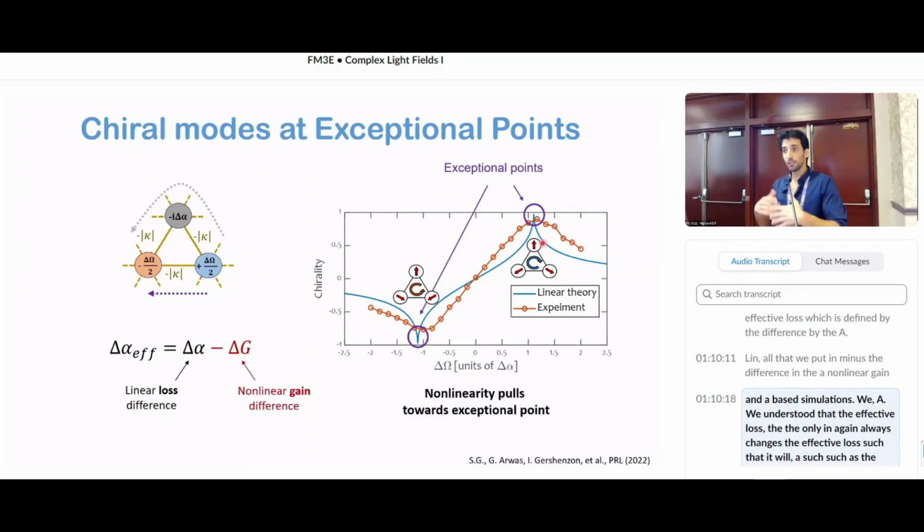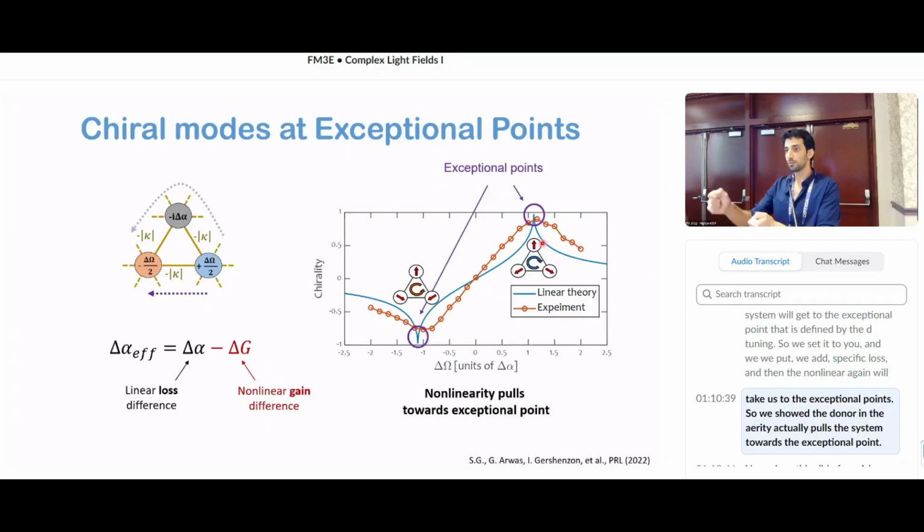And by using simulations, we understood that the nonlinear gain always changes the effective loss such that the system will get to the exceptional point that is defined by the detuning. So we set a detuning, we add specific loss, and then the nonlinear gain will take us to the exceptional point. So we show that the nonlinearity actually pulls the system towards the exceptional point.